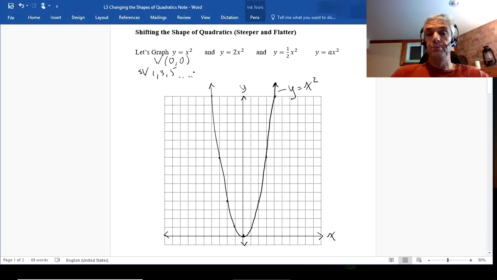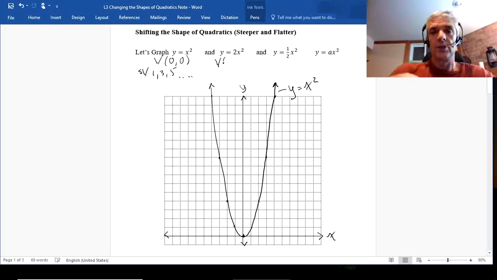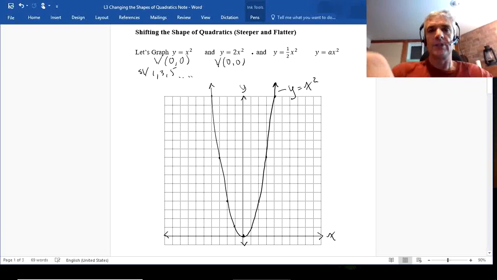Now, for the next graph, again, the vertex is going to be 0, 0, and I always state that. So this time it's y equals 2x squared. And you'll notice that we've added this number out in front that multiplies against the x squared. Well, what that does is it multiplies against our standard step values over here.